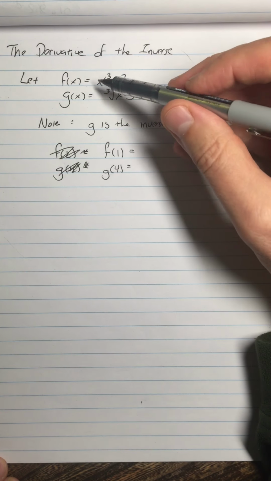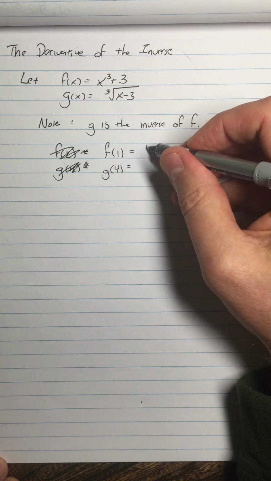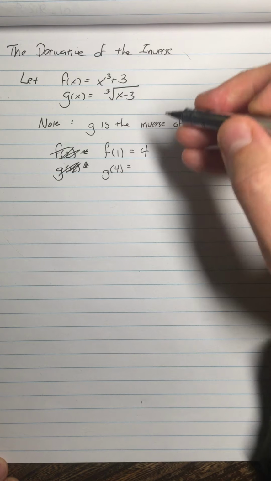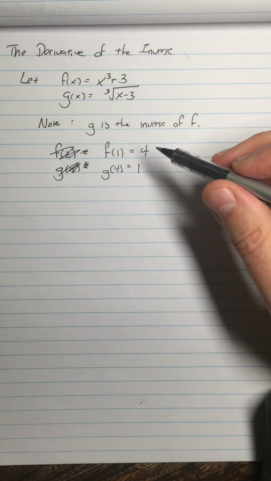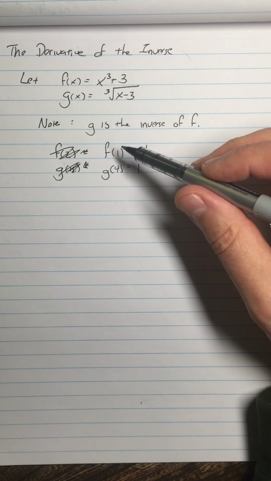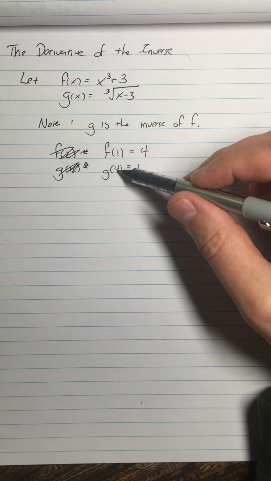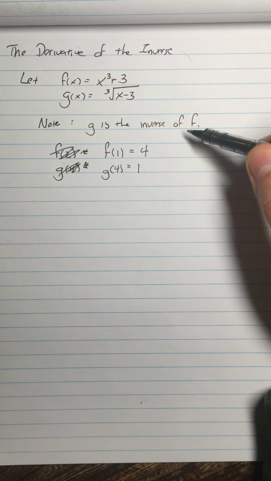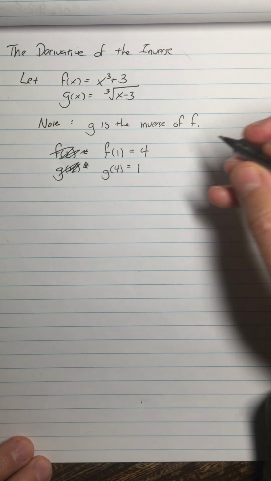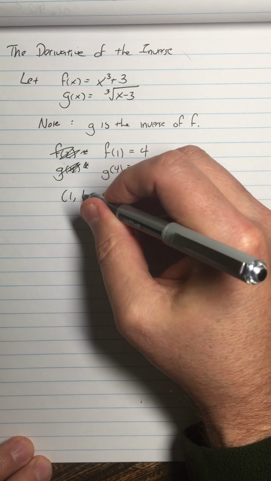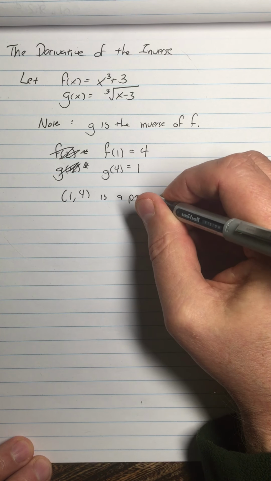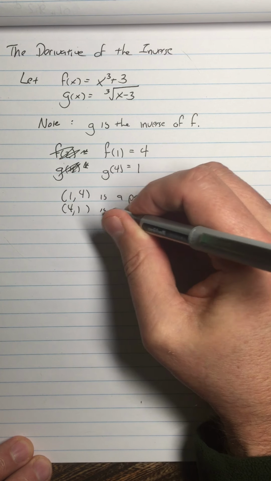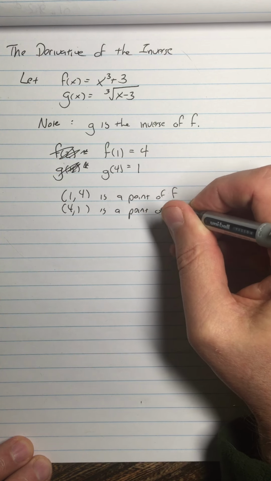So if I do f of 1, I get 1 cubed plus 3, which is 4. And if I do g of 4, I do 4 minus 3 is 1, cube root of that is 1. All right, so I picked those, of course, for a reason. And as we expect, if f of 1 is 4, I didn't really have to work out what g of 4 was, because if f of 1 is 4, then g of 4 has to be 1. That's what it means that they are inverse functions. So I can say that 1, 4 is a point of f, and 4, 1 is a point of g.